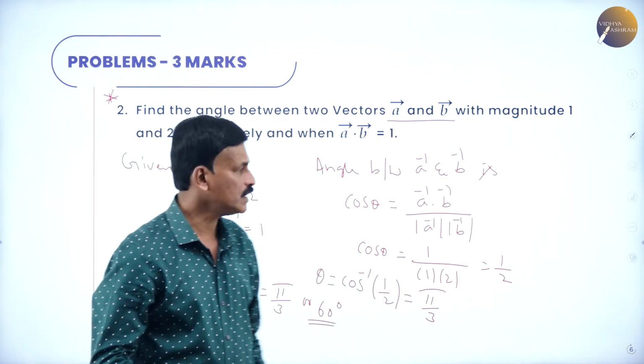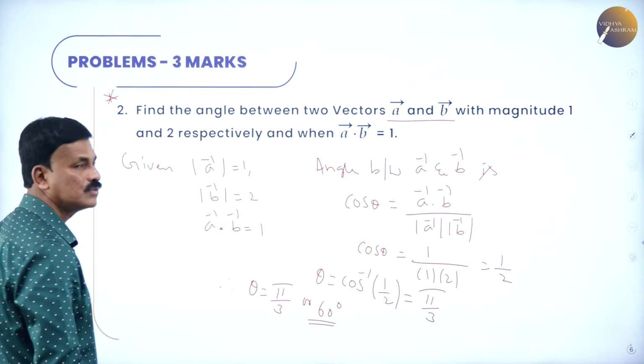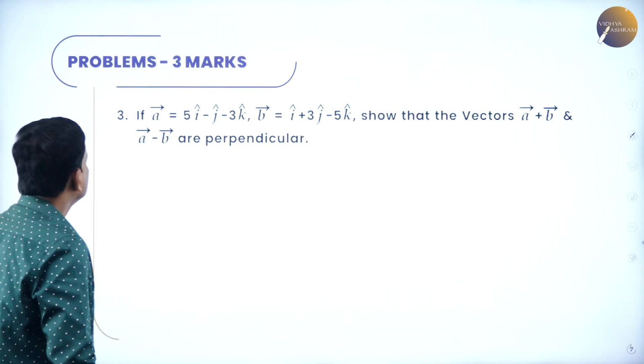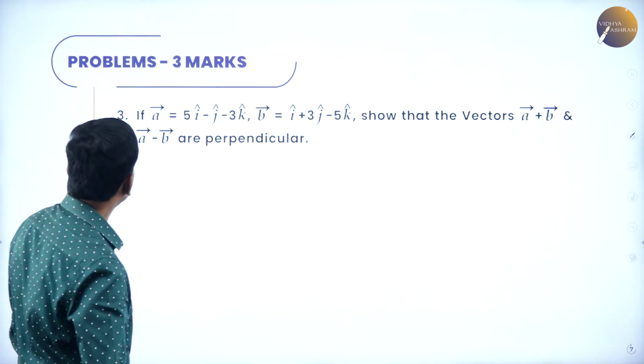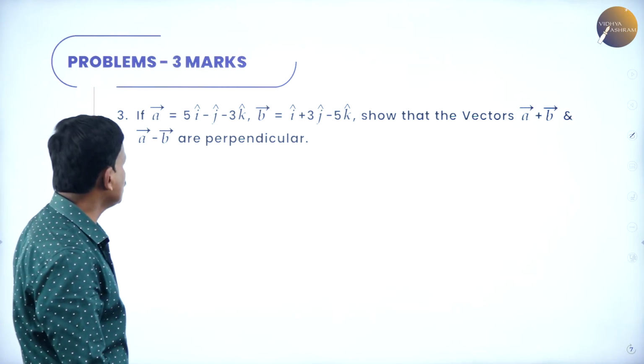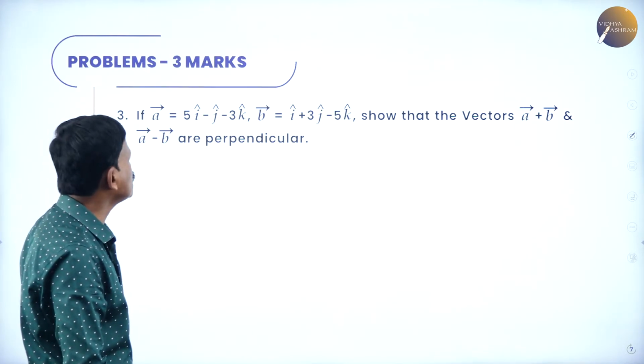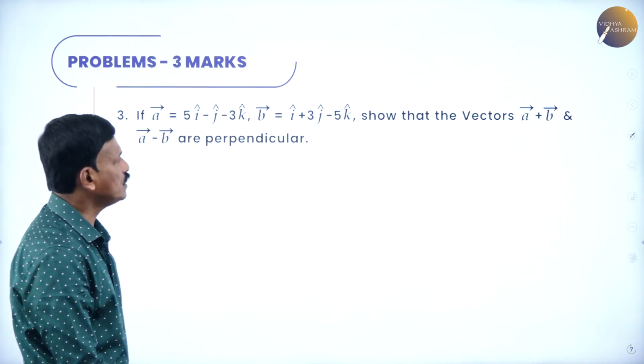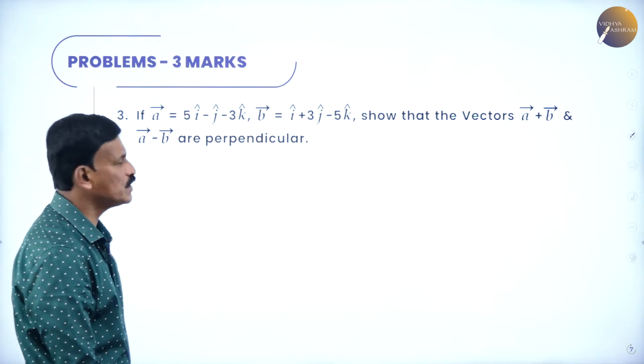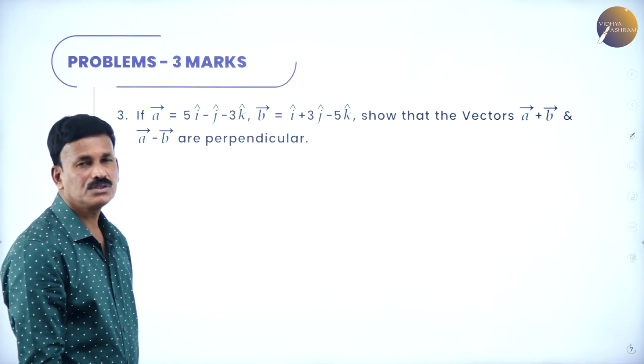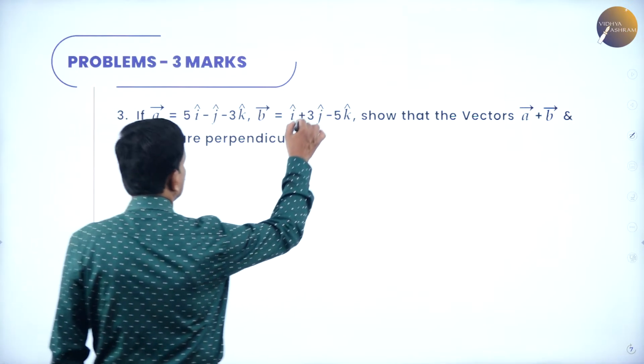Okay. Now, let us come to the next type of problem. Hope you followed this. Now, here this is also an important problem. If A is equal to 5i minus j minus 3k and B is equal to i plus 3j minus 5k, show that the vectors A plus B and A minus B are perpendicular. So, this is also a very important problem indeed.